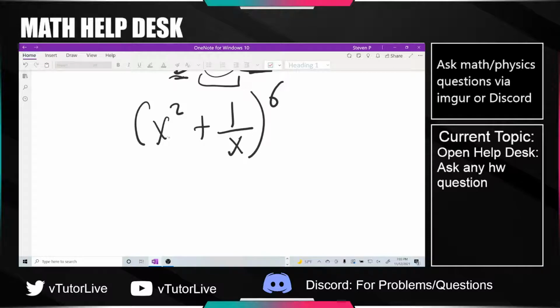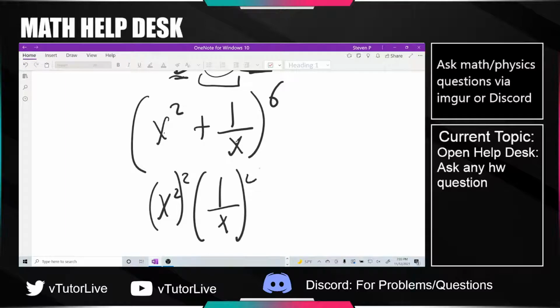You got to think about all the ways in which you could choose x squared twice, and choose 1 over x four times. Think back to your binomial theorem, because if you choose x squared twice, this becomes x squared squared, and then you multiply that by 1 over x to the 4th. This is x to the 4th over x to the 4th, which is equal to 1.